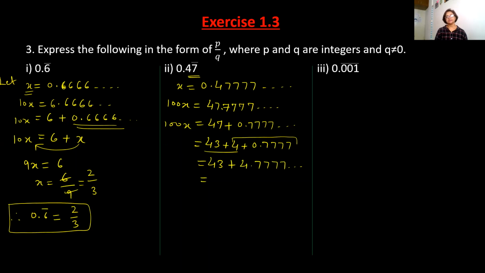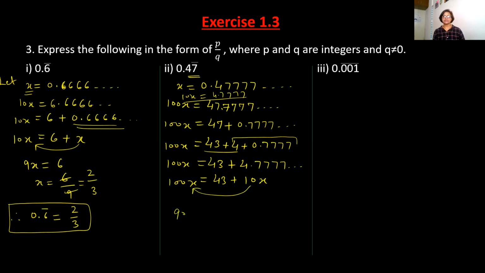Here is a small difference. You can't write x equals to this. What to write here? Here you have to write, if you are multiplying this number by 10, what will you get? You will get 4.7777 if you are multiplying by 10, isn't it? So what will you write here? You will write here 10x instead of x. Correct? When this 10x comes here, it will become 90x and it will become 43. So x equals to 43 upon 90.